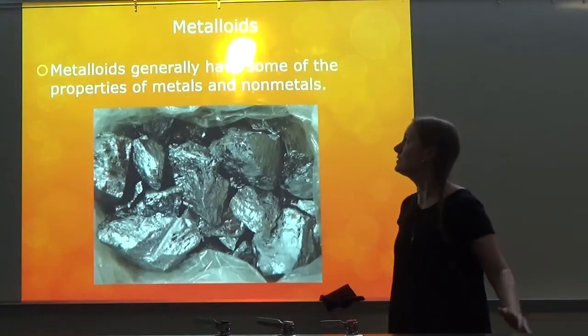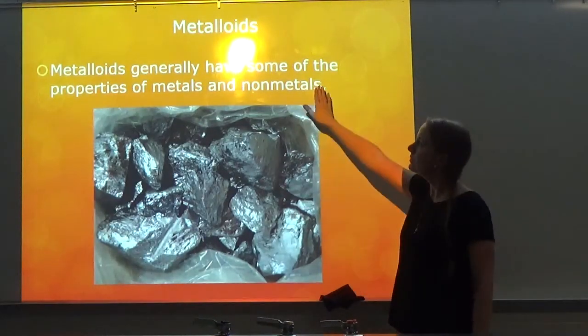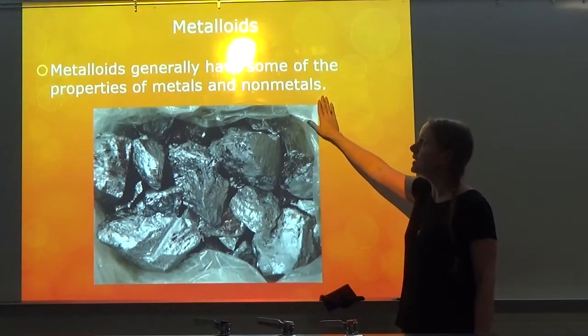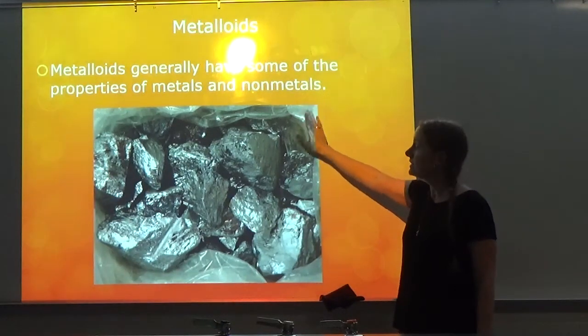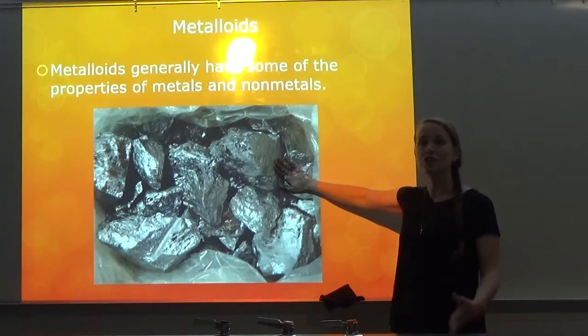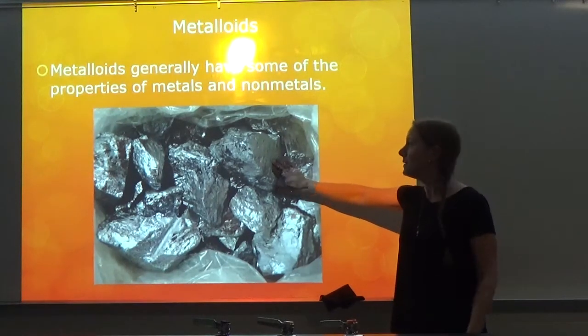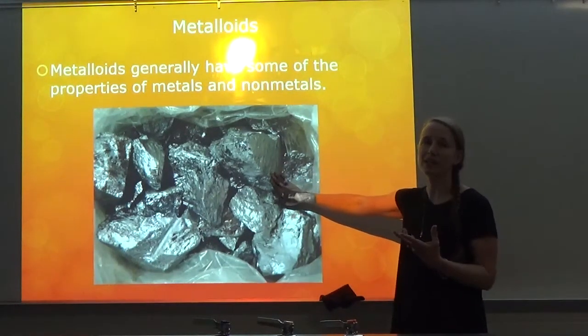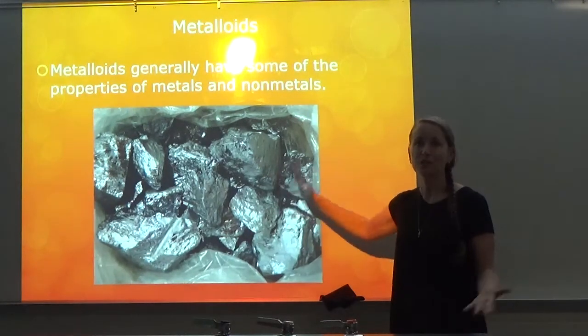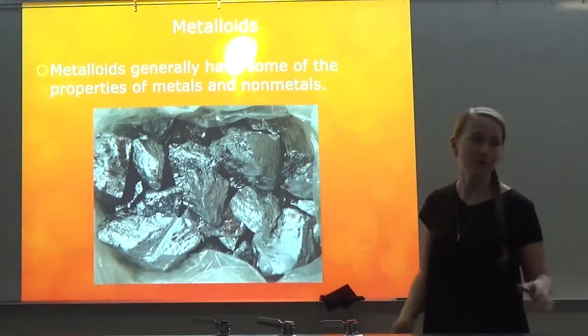So what's going on with those metalloids in the middle? Well, metalloids generally have some of the properties of metals and some of nonmetals. So for example, this is silicon. It's shiny like a metal, but if I hit this with a hammer, it's going to crack. It's brittle like a nonmetal. So it just has some of the properties of both.